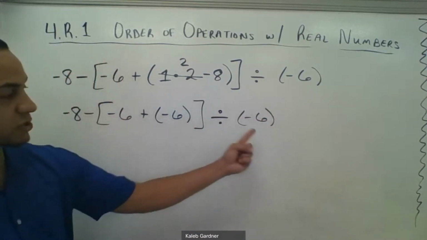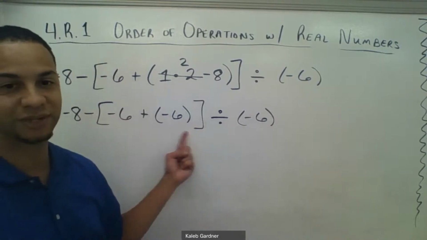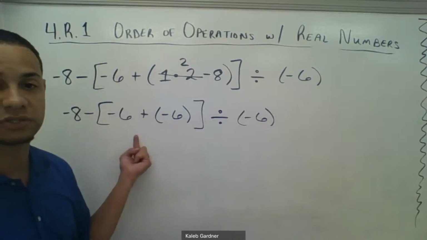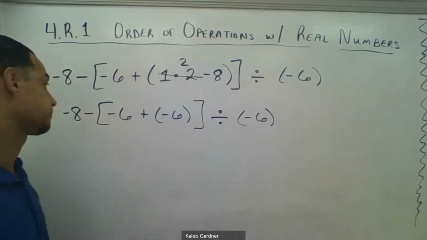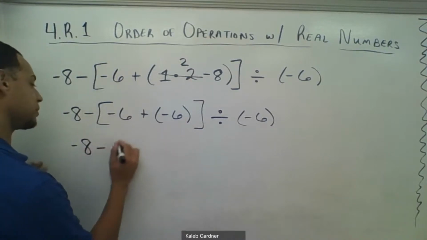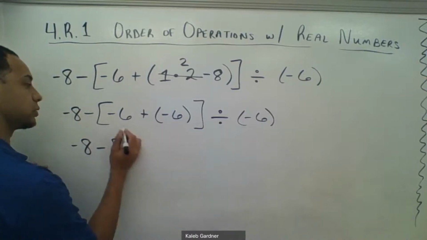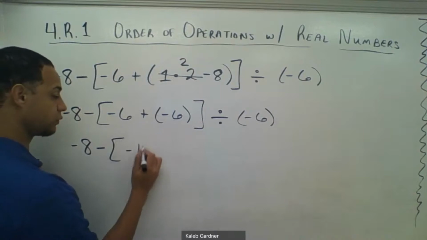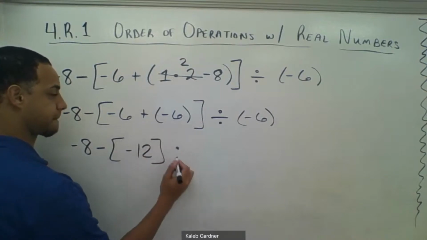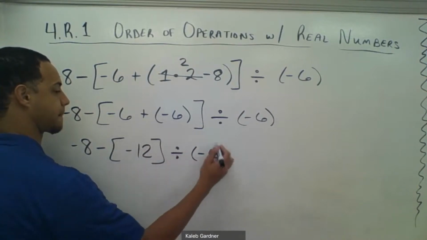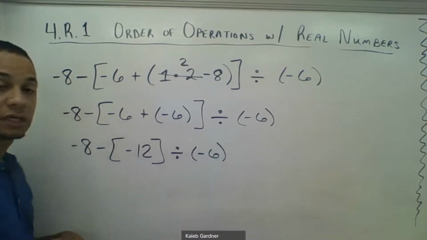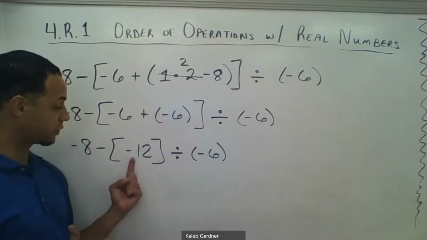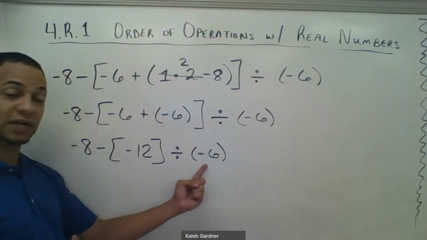Wouldn't it be nice if we could just divide these two? But we can't because this negative 6 is inside another set of parentheses. It's a bracket, but same thing. So negative 8 minus, all right, what's going on here? Negative 6 plus negative 6 is negative 12. So now we finally got into a good place, right? A happy place where we have this, no action here.